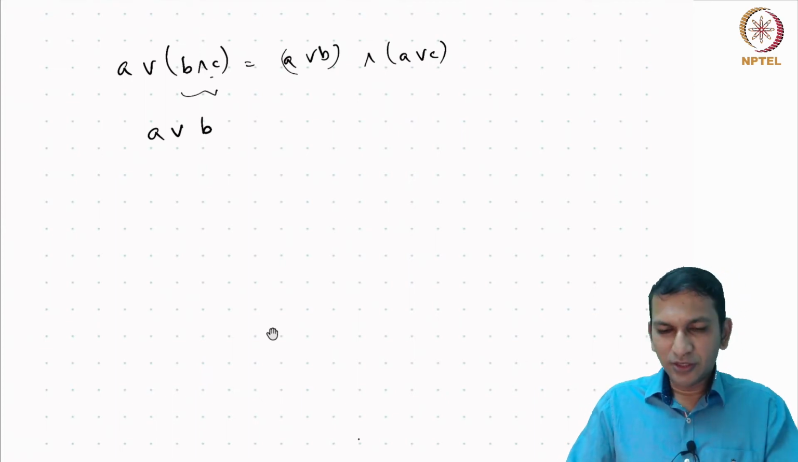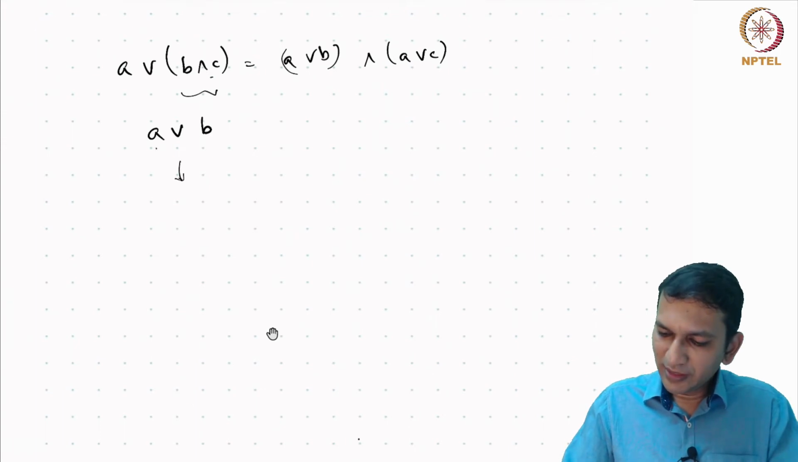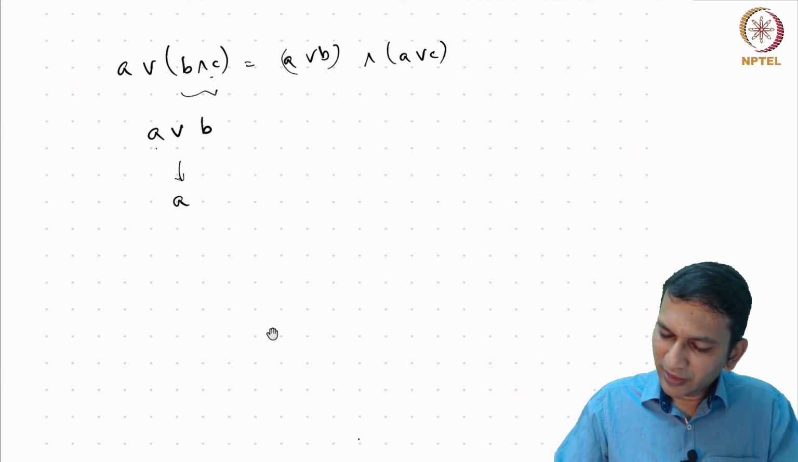Now once again, there is some order relation between A and B. Let's assume that A is bigger. So now from here, what we get is A. Now look at the right hand side. So it is again A join B. We have just assumed that A is bigger than B. So from here we would get A.